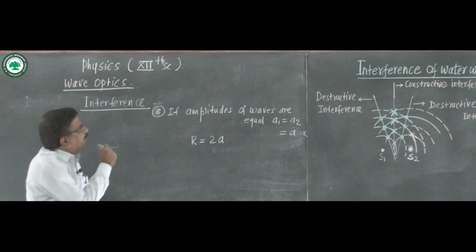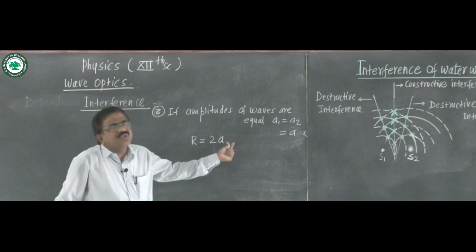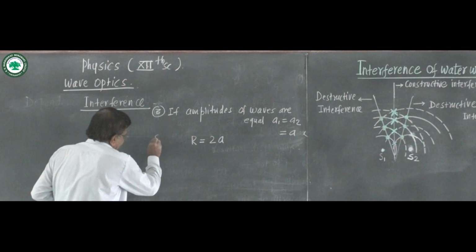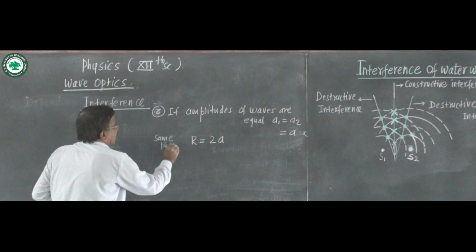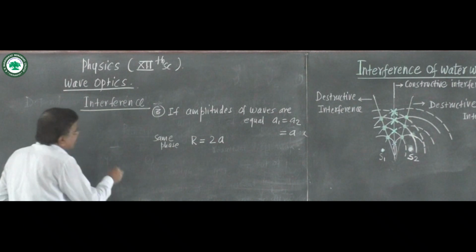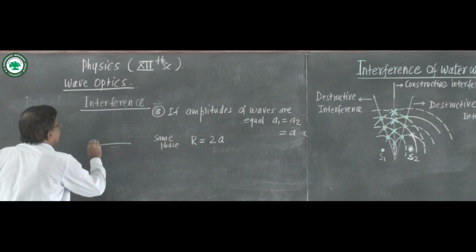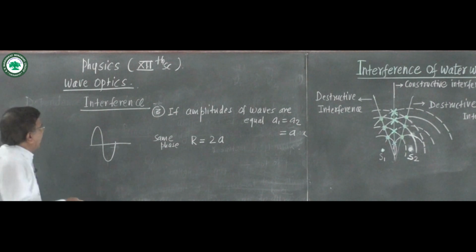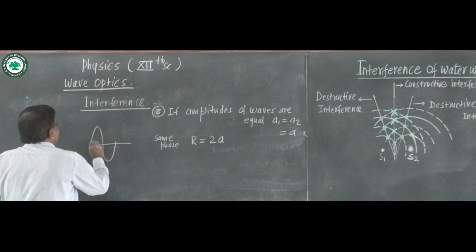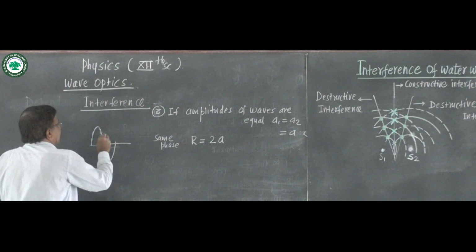So at the same phase point, resultant amplitude is 2A. They add. Same phase means crest with crest, trough with trough, like this. Suppose this is the first wave, and the second wave having the same amplitude will also be here, like this.